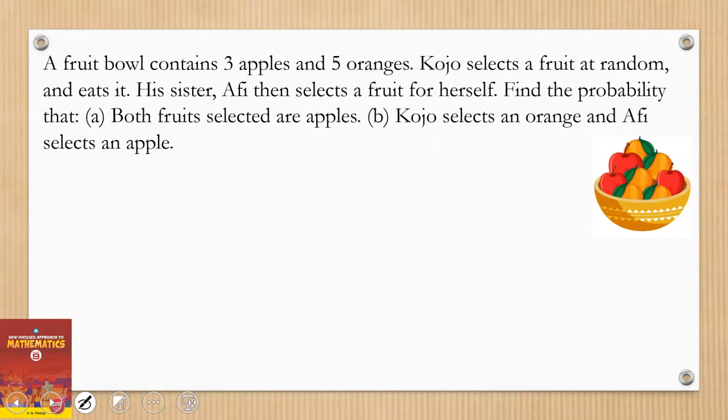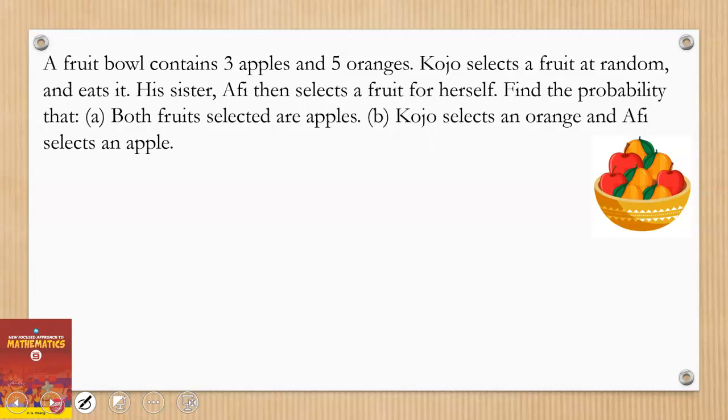Let's take one example. A fruit bowl contains 3 apples and 5 oranges. Kojo selects a fruit at random and eats it. His sister Afi then selects a fruit for herself. Find the probability that both fruits selected are apples, and that Kojo selects an orange and Afi selects an apple.